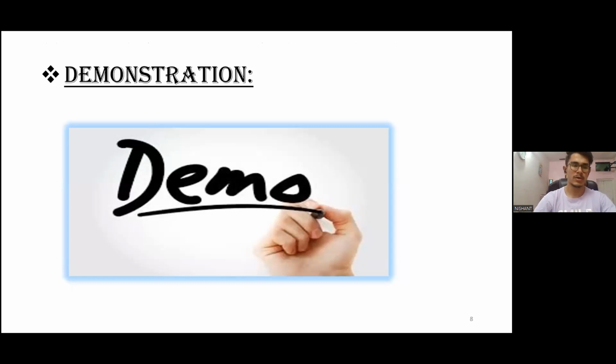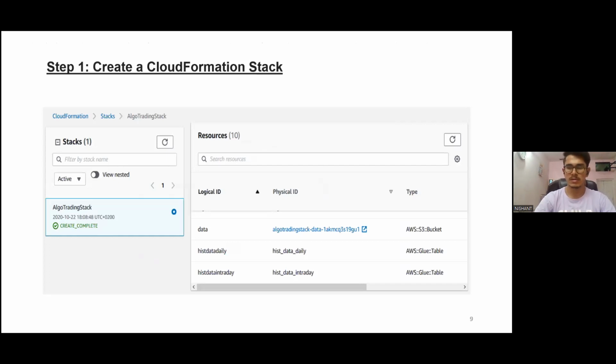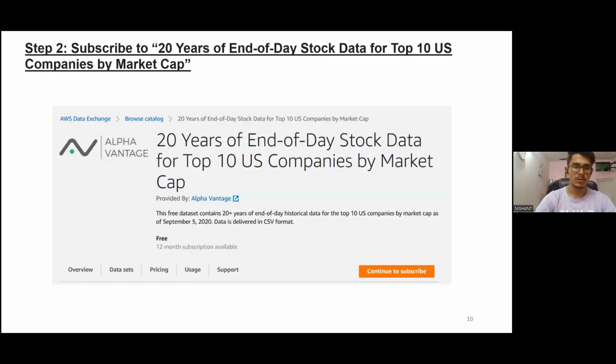So let's move on to the demonstration of my task. As these AWS services are chargeable, I have attached the screenshots of what I have performed. The first step was to create a CloudFormation stack. Here I have created a stack named Algo Trading Stack in CloudFormation. The second step was to subscribe to the given data. So I went to AWS Data Exchange and subscribed to this data.